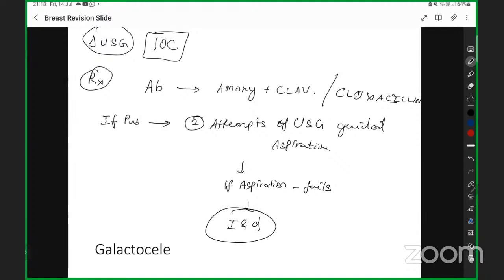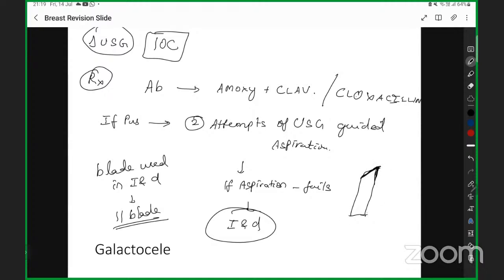If you have completed your general surgery topic, can you tell me what blade is used in incision and drainage? This was once asked as a question in your exam. Remember, the blade used in incision and drainage is the 11 blade. How to identify the 11 blade? This may be kept as a spot in your exam. This is the only blade which is sharp at the end. It will be pointed at the end. It's going to be like this. This is your 11 blade.